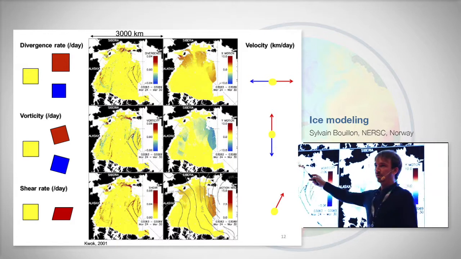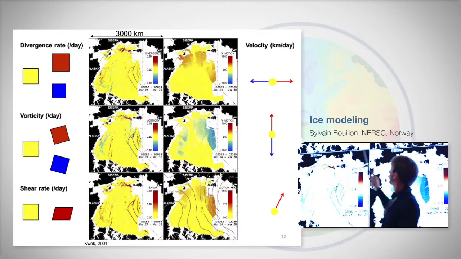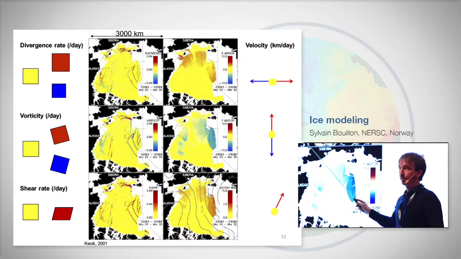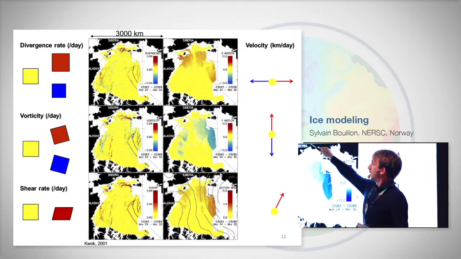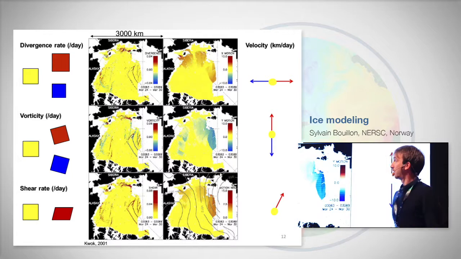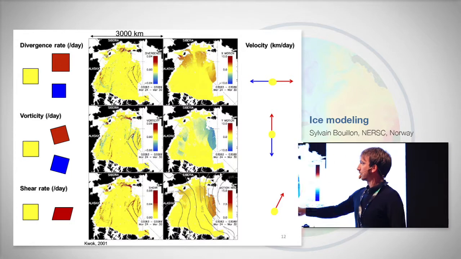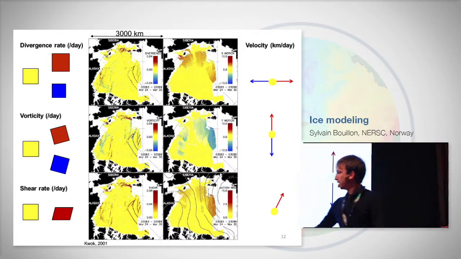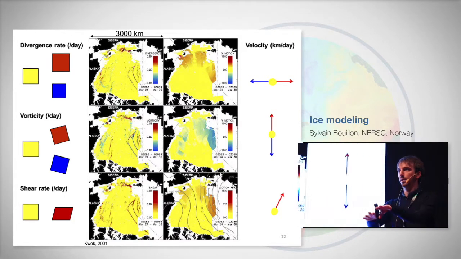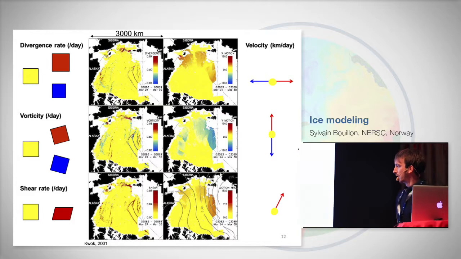So this is the divergence field. It's red when you open, blue when you close. So for example, here we are opening what could be a large lead. You can also compute the vorticity, so just how it rotates, and the shear rate, how it's shearing.